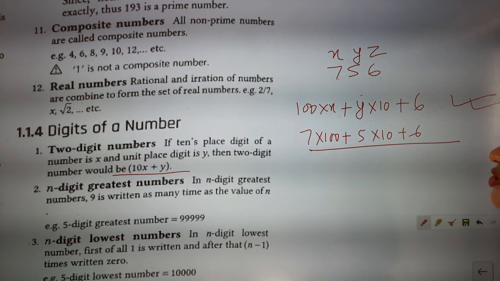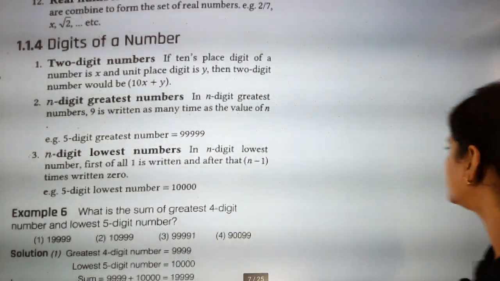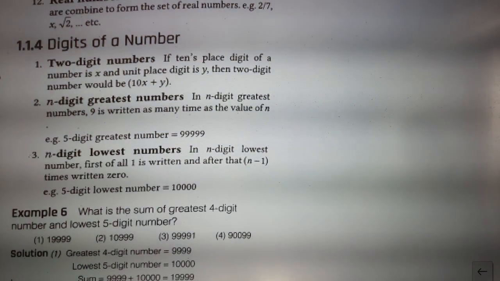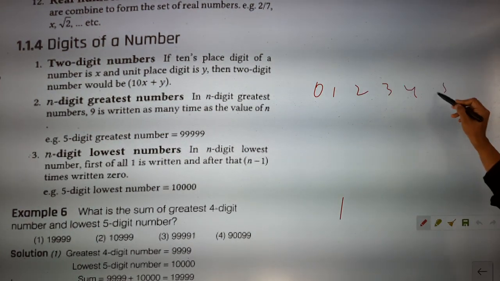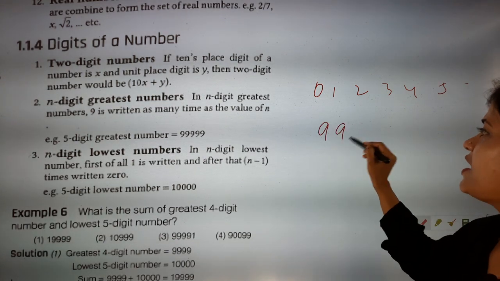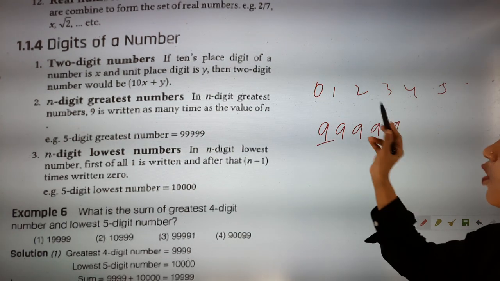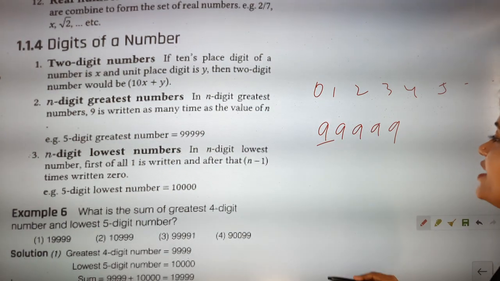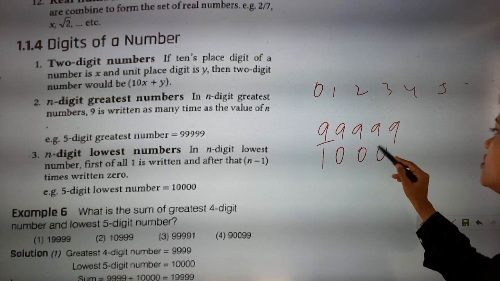Now we have to understand the greatest and smallest digit numbers. When somebody asks what is the greatest 5-digit number, the greatest 5-digit number is 99999, because 9 is the greatest single digit. Now the smallest 5-digit number. For writing the smallest 5-digit number, we cannot start with 0. We have to start with 1, so it will become 10000.